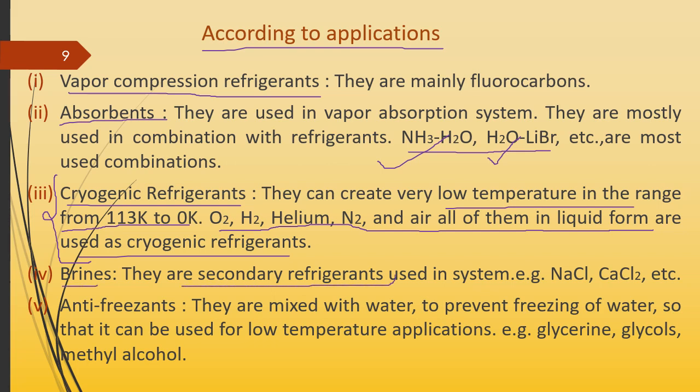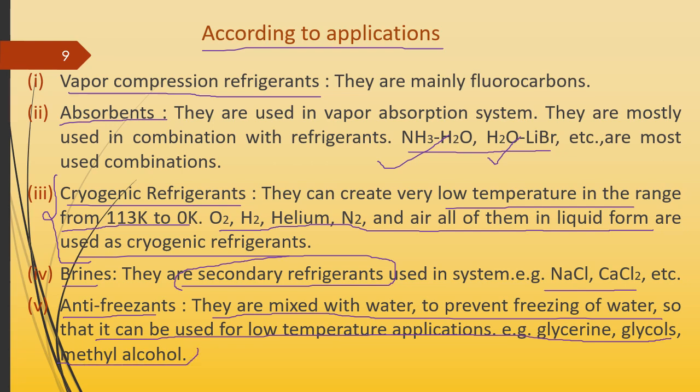You can see these are the secondary refrigerant used in some system which include NaCl or CaCl2. Again I am telling that we will discuss in detail about secondary refrigerant in the same video lecture. Next is antifreezant. So these are mixed with water to prevent freezing of water. So it can be used for low temperature application, that is we can use the glycerin, glycol or methyl alcohol. So this will be added into the water. So water temperature that will drop and we can go for low temperature application along with the water as a refrigerant, that is antifreezant.